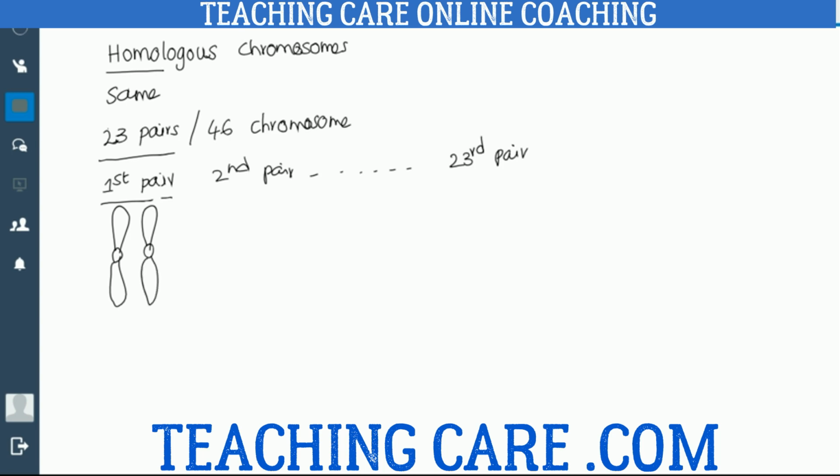So these two chromosomes, one chromosome is from one parent. Suppose this chromosome is from the mother, it is called the maternal chromosome. Automatically, the other one will be from the father, the paternal chromosome. Paternal means father, maternal means mother. In one pair, one chromosome will come from the mother and another chromosome from the father.